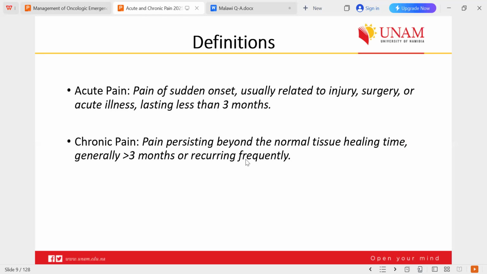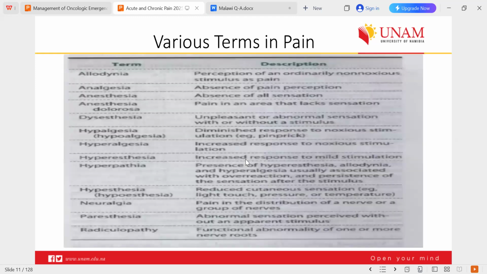Chronic pain, on the other hand, is described as pain that persists beyond the normal tissue healing time, generally more than 3 months or recurring more frequently. So this is the major difference between acute and chronic pain by way of definition. But we'll see more of it as we go in the course of this study.